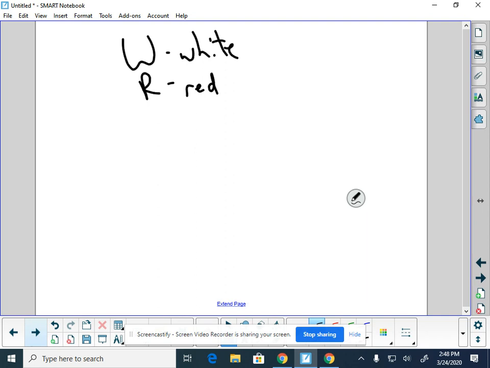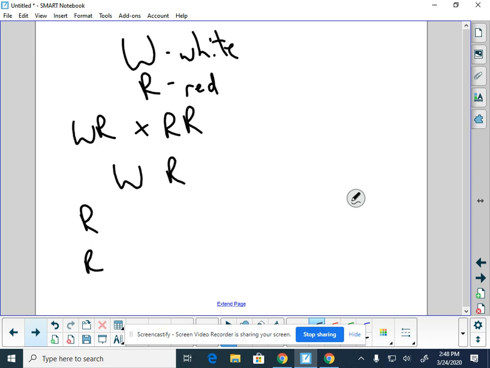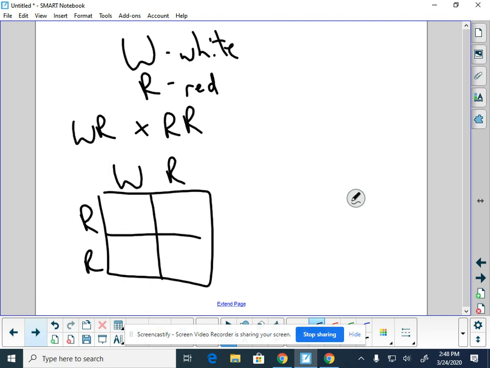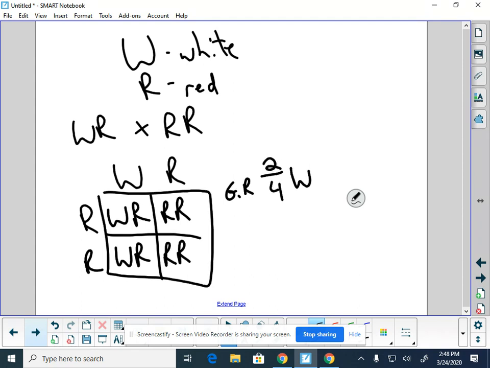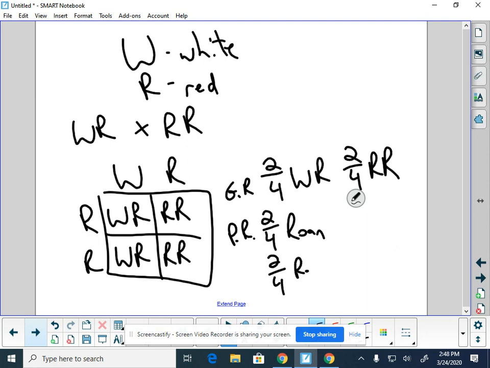What are the genotypic and phenotypic ratios for each of the following? So a roan and a red. Well, it told me the heterozygous for roan is one of each letter. So WR, and a red would be RR. So now we just do our Punnett square like normal. Notice again, no lowercase letters here. Genotypic ratio then is going to be 2/4 WR and 2/4 RR. Phenotypic ratio is 2/4 roan and 2/4 red.